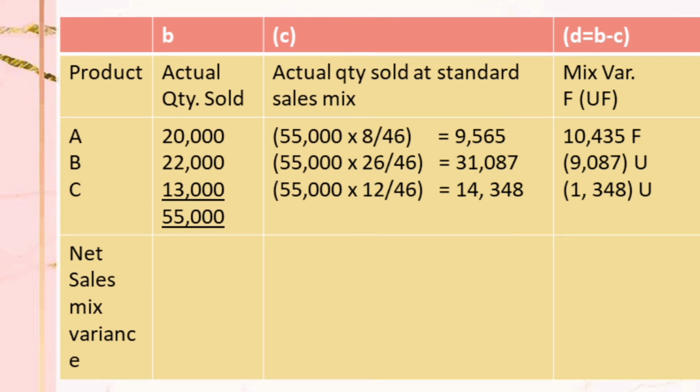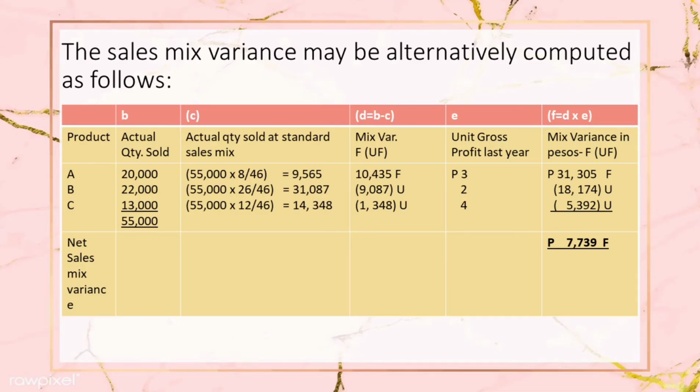In product B, same with product A, we multiply the total units sold, which is 55,000, times 26 over 46. So we get 31,087. And in product C, 55,000 times 12 over 46. So we get 14,348. Now column D determines the mix variance.